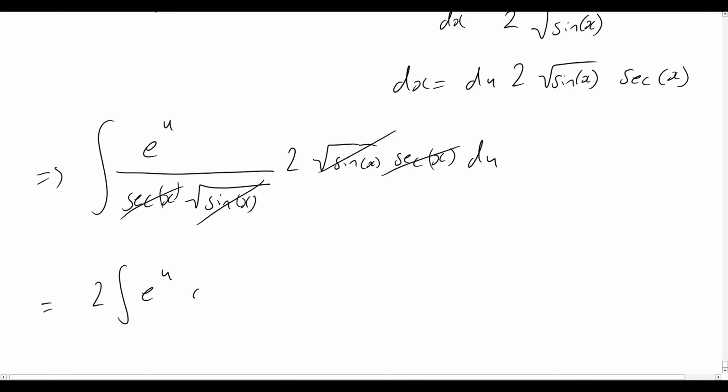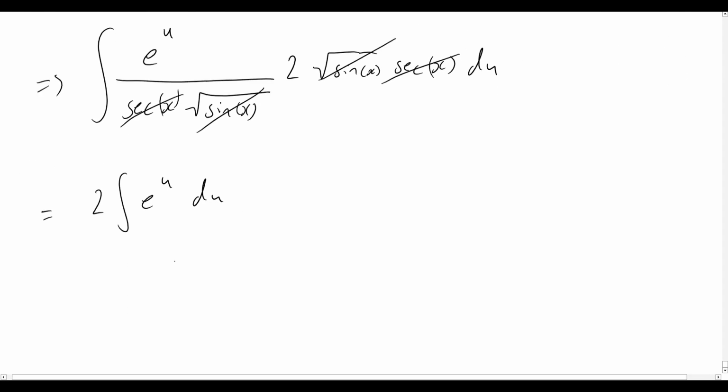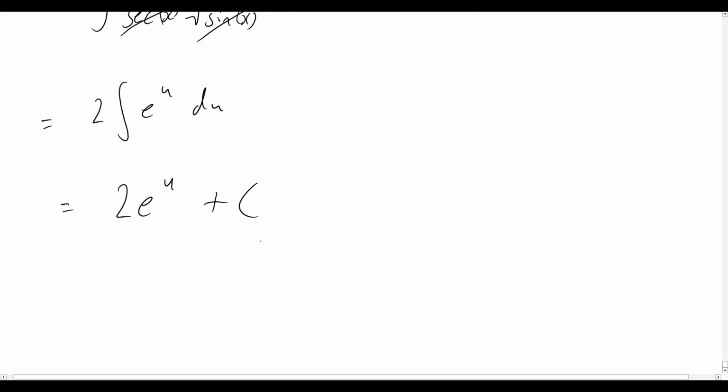The integral of e to the u du is just going to be e to the u. And so that is in fact going to be our answer here: 2e to the u plus some constant c. Now let's remember that u was originally set to be equal to the square root of sine of x. So our final answer is just going to be 2e to the square root of the sine of x plus c, some constant there.